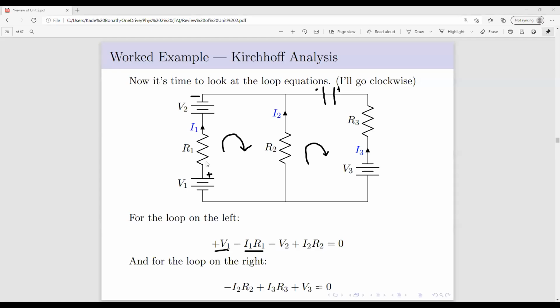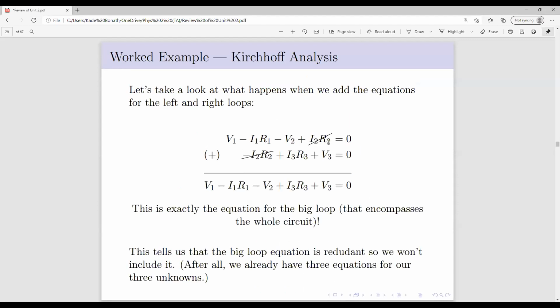My apologies. So like I said, for I1, R1, we're indicating that as negative because we're going in the direction of current, and positive because we're going against the direction of current for the left-hand side, right? And I believe that that is consistent here for our top equation.